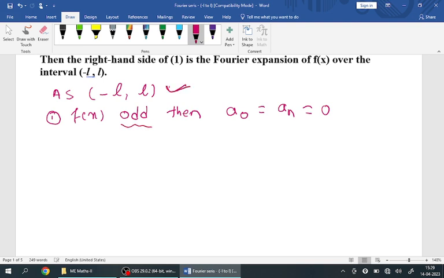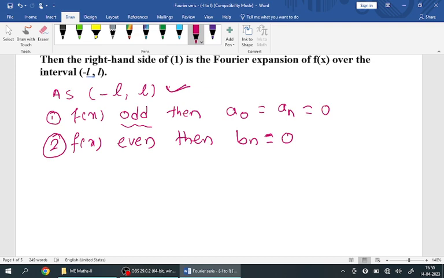The more important thing: for the interval minus L to L, we only have to calculate bn. Similarly, if our f(x) is even and the interval is minus L to L, then bn is 0, because that integrand becomes odd and that coefficient becomes 0.